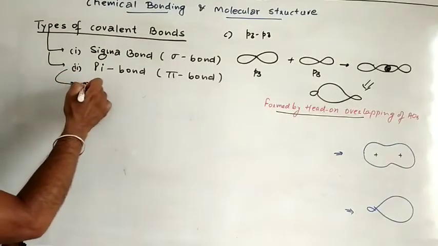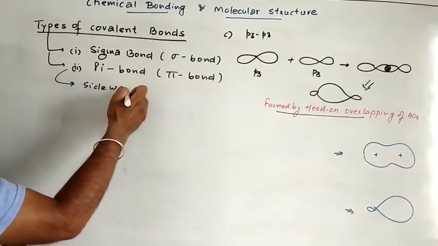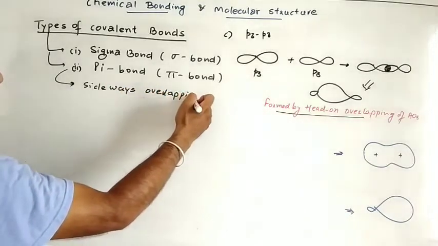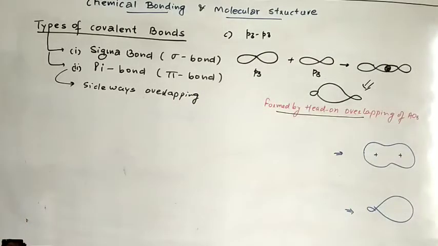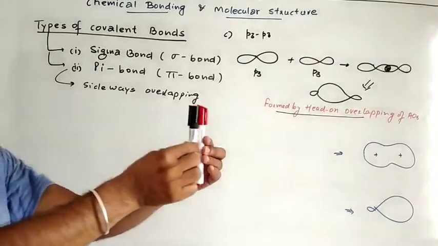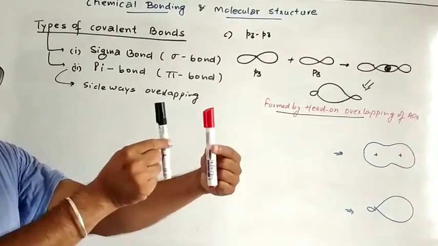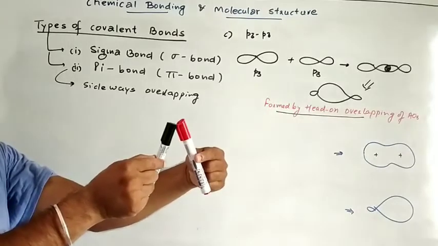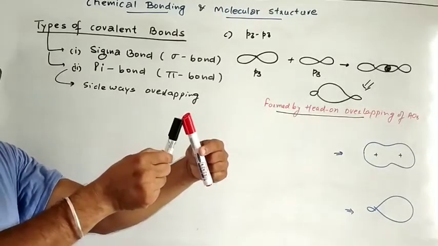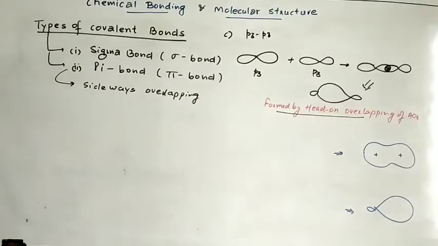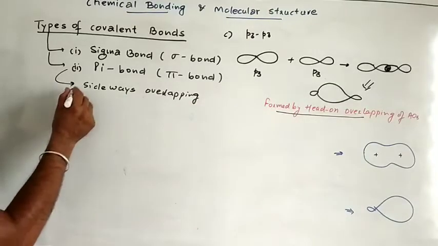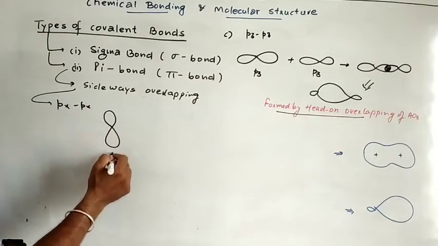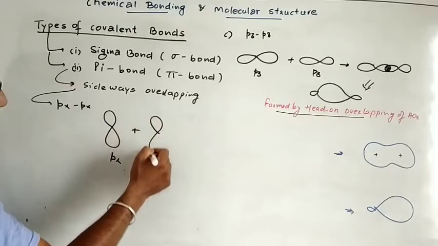Pi bond is formed by sideways overlapping. Sideways, like end-to-end overlapping, you can see like this. Like at the center, जहाँ से मैंने पकड़ा हुआ है मार्कर को, वहां पे इलेक्ट्रॉन डेंसिटी 0 है. या तो ऊपर लोब्स हैं या नीचे वाला. ऊपर वाला लोब ऊपर वाले लोब से, नीचे वाला लोब नीचे वाले लोब से ओवरलैप करेगा. जैसे ये ओवरलैपिंग किस में होगी, फिर px में होगी. जैसे ये मान लो px है, एक px और आ गया.